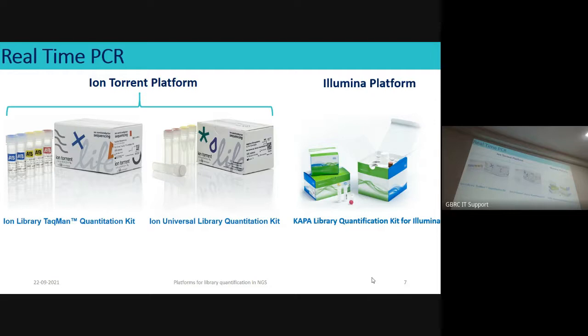So the Ion Torrent platform has two kits. The Ion Library Quantitation Kit is for the universal library quantitation of libraries prepared using any of the Thermo Fisher kits. And this is the Ion Universal Library Quantitation Kit. It is used for the quantification of the 16S rRNA library, which you have prepared using the 16S rRNA panel of Thermo Fisher Scientific. And Illumina has the KAPA Library Quantification Kit for any of the libraries you have prepared for the Illumina platform.